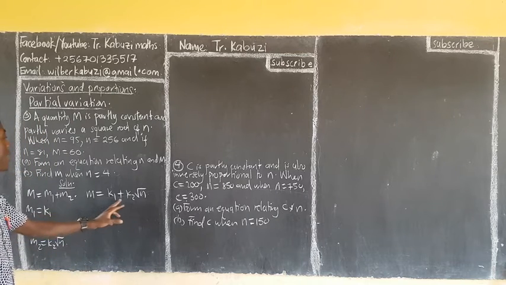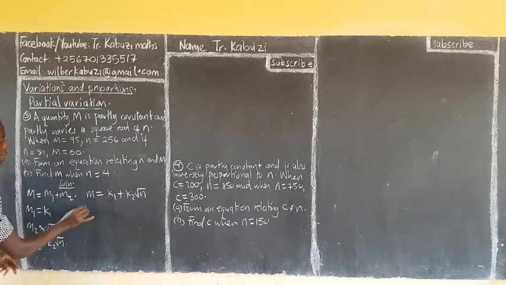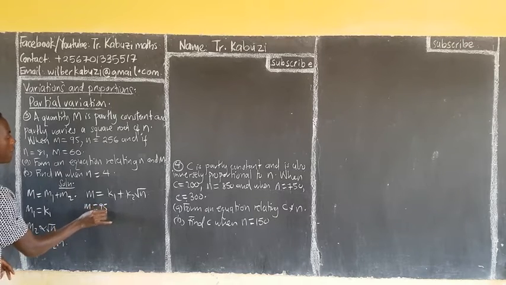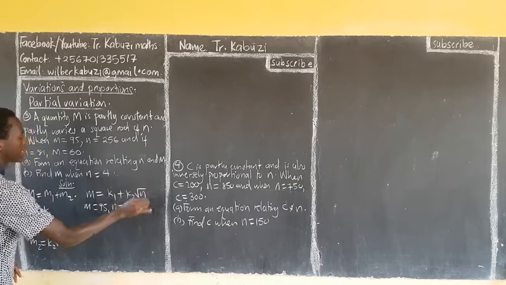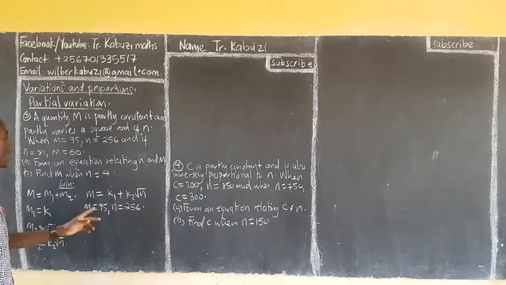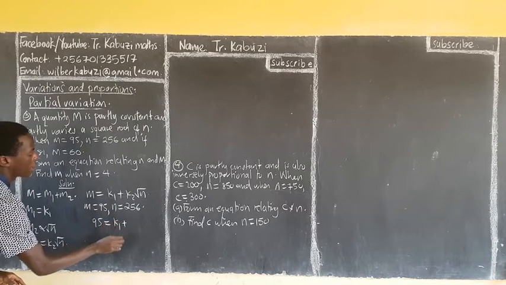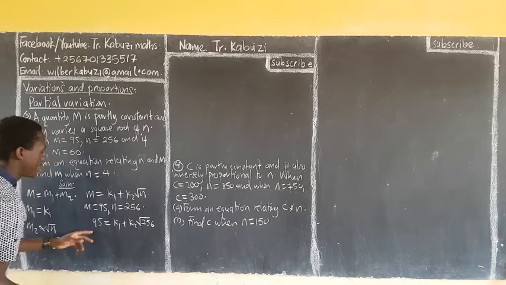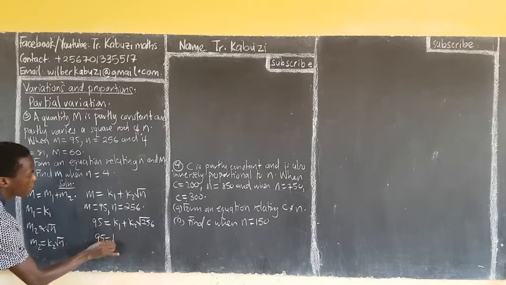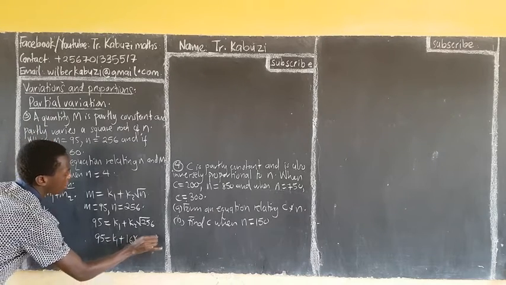Now I want to get these values of k1 and k2. Now they are telling us that when m is 95, n is 256. We substitute in our formula with ease. So this will be 95 equaling to k1 plus k2 square root of 256. And the square root of this is 16. So that is 16 k2 plus k1.